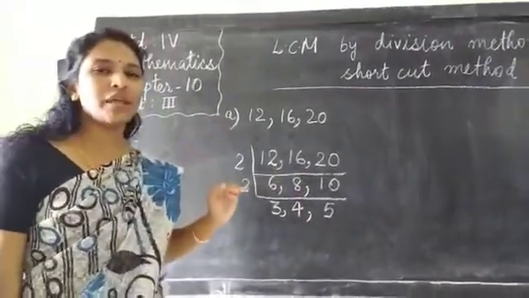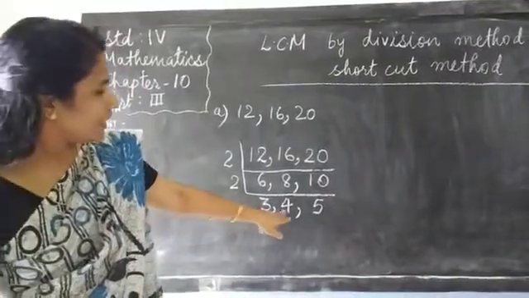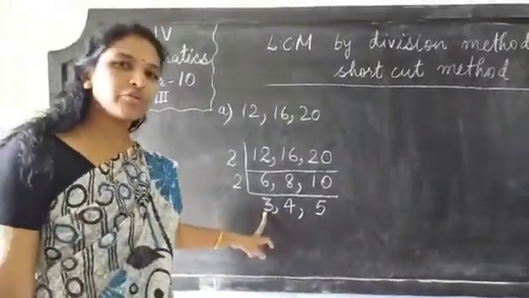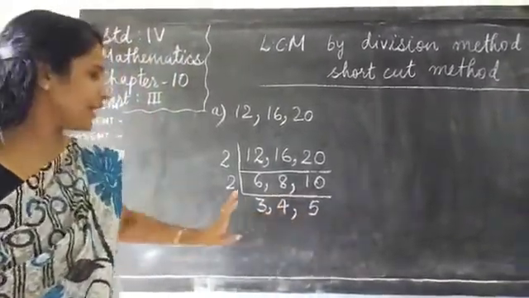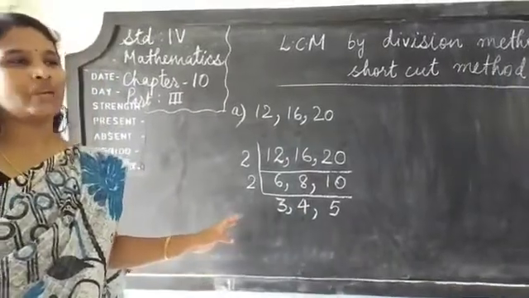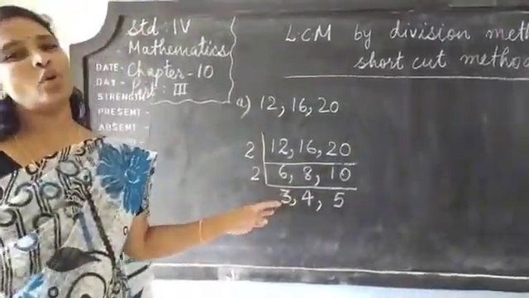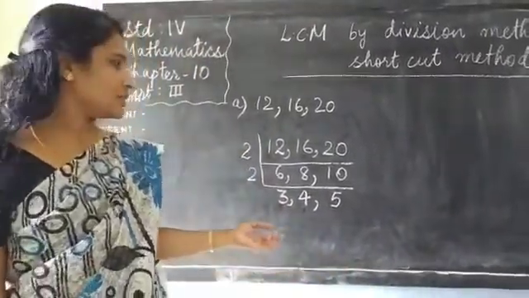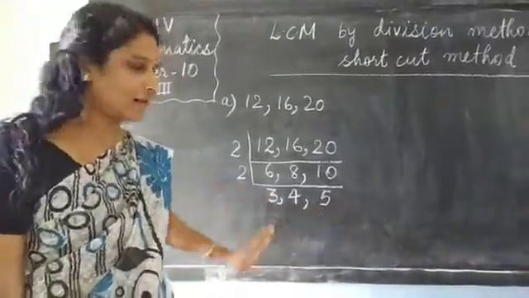And which is the next prime number? That is 3. Now only 3 is divisible by 3. Now the next prime number is 5. Only 5 is divisible by 5. It means there is no common factor for all the three numbers, and at the same time no common factor for any two of the numbers also. So we cannot continue the process. We have to stop it here.